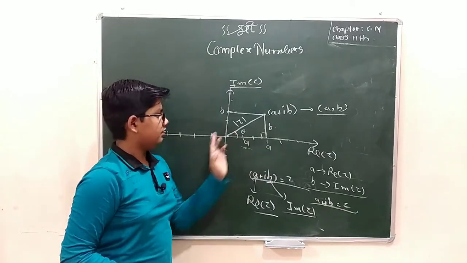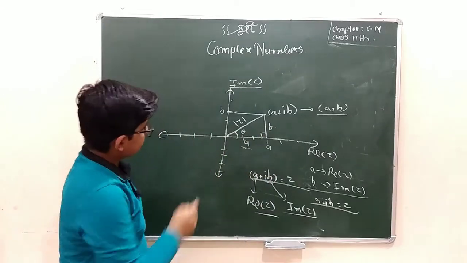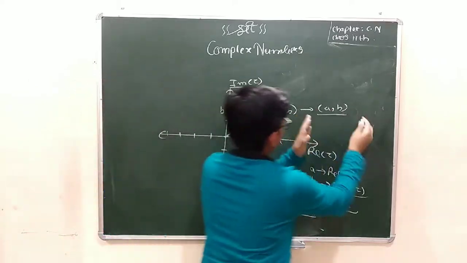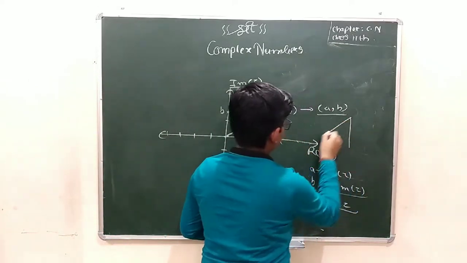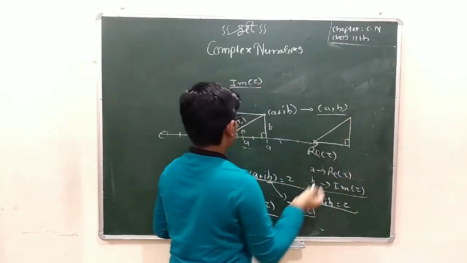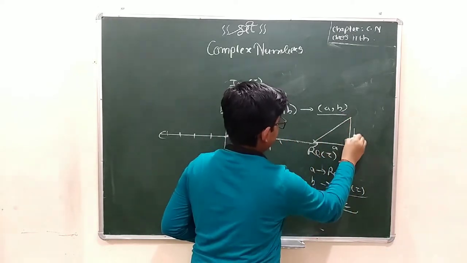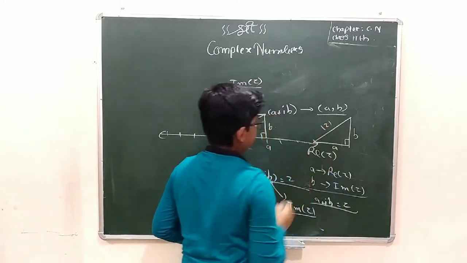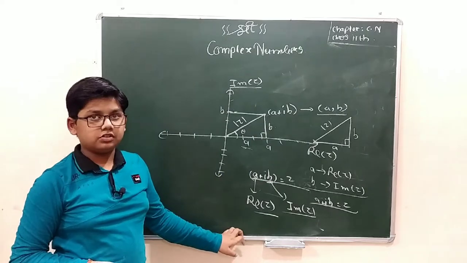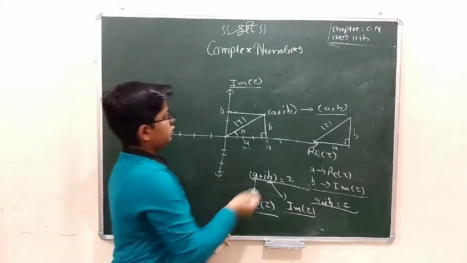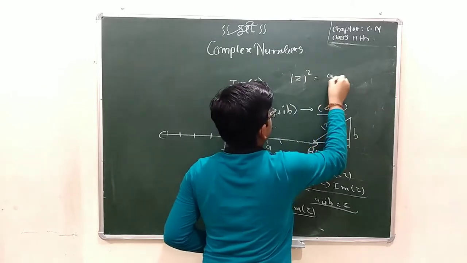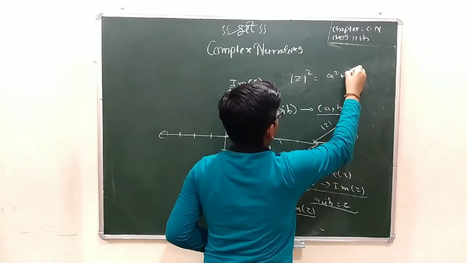Now we know this much. If we see this triangle, and take this to this direction, this is a copy of that right angle triangle. What is this length? This is a, this is b. What is this? Modulus of z. Now we have to find the modulus of z. We know the Pythagoras theorem, which means that modulus of z squared will be equal to a squared plus b squared.